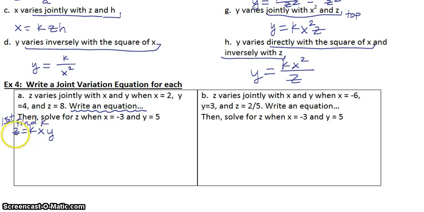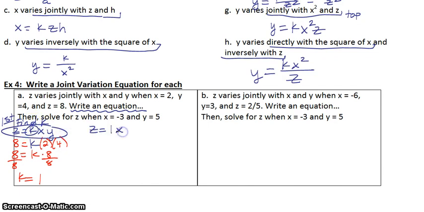We find k by using our formula. I'm going to plug in z, x, and y, and then I'm going to solve for k. So when I solve for k, I have 8 equals k times 8 divided by 8. K is equal to 1. So first find k, but that's not our answer. Our answer is only when I take my equation and plug in k. So z equals 1 times xy, or in this situation, since it's 1, you could just say z equals xy. But that is my first part of my answer.